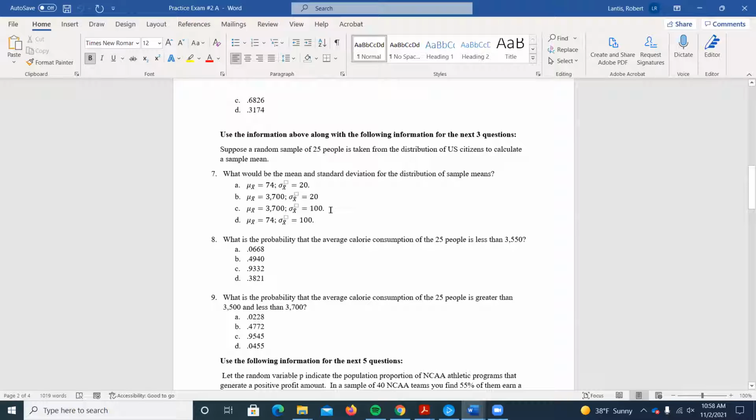So this is one of the only problems where there could be some cascading errors. It's really important that you're able to determine what the mean of your sample means is, okay? And it's not hard, it's just whatever the mean of the original variable you sampled from was. So in problem 8, we're saying, okay, what's the probability that we see an average calorie consumption from the 25 people, or a sample mean from the 25 people, be less than 3,550?